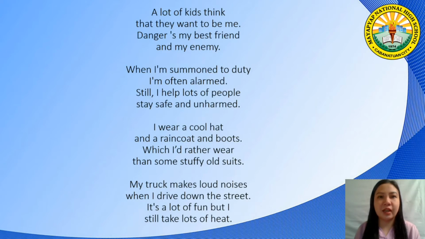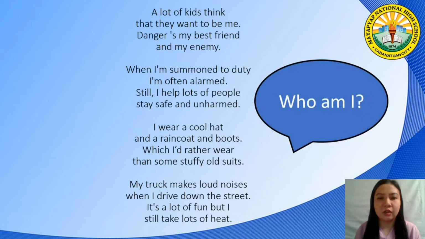Danger's my best friend and my enemy. When I'm summoned to duty, I'm often alarmed. Still, I help lots of people stay safe and unharmed. I wear a cool hat and a raincoat and boots, which I'd rather wear than soft stuffy old suits. My truck makes loud noises when I drive down the streets. It's a lot of fun but still takes lots of heat. Who am I?